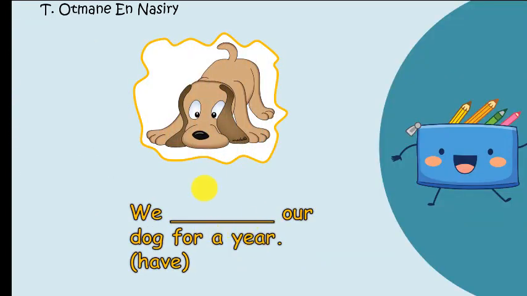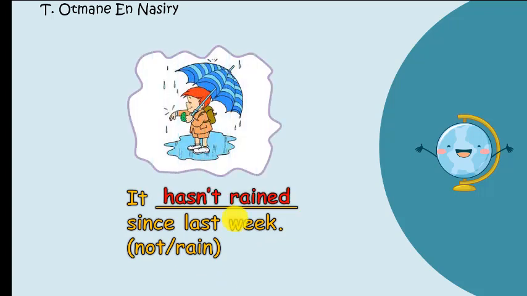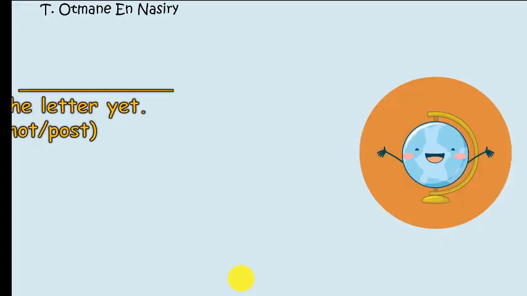Next one, we, our dog for a year. So the verb here is have. The main verb is have, and we need the auxiliary verb have as well. So we have had our dog for a year. It means we had it in the past and we still have it. Next one, so you have the negative here, you have the verb rain. So it, since last week, it hasn't rained since last week. So this is something which started in the past and is still in the present.